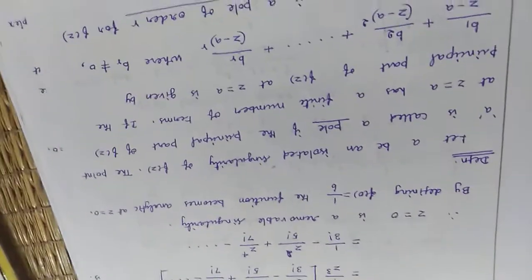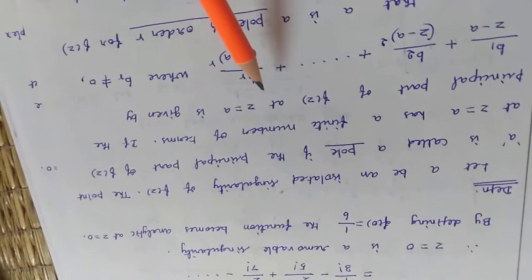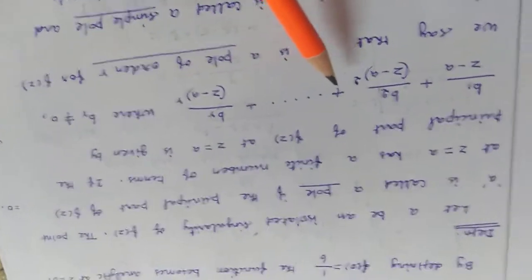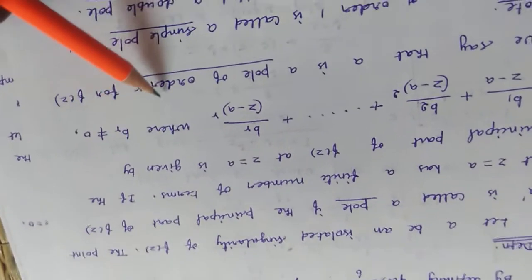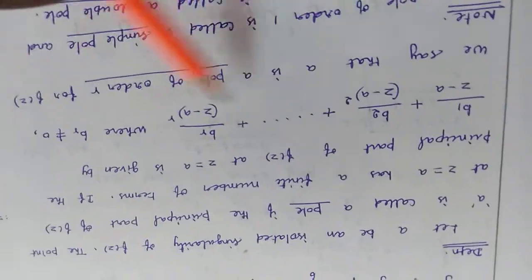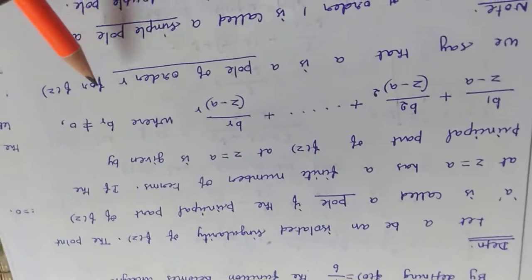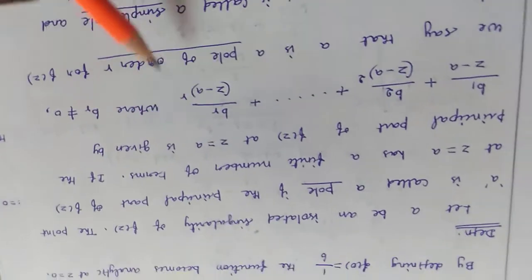The point a is called a pole if the principal part has a finite number of terms at z equal to a. That is, b1 by z minus a, b2 by (z minus a) square, up to br by (z minus a) power r, br not equal to 0, which is a finite number of terms. Therefore the point z equal to a is a pole of order r. Then z equal to a is a pole of order r for f of z.